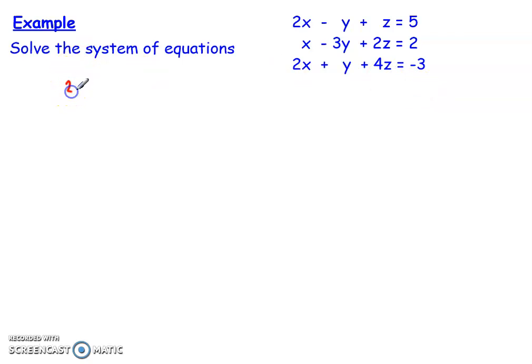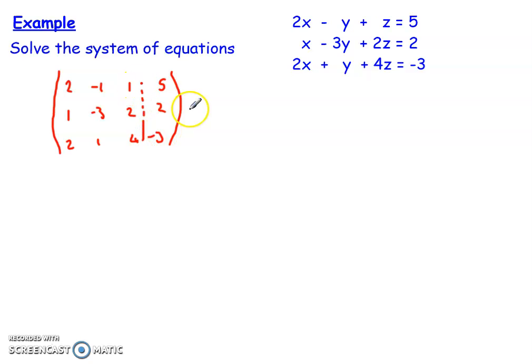So I could write it down and say my augmented matrix is 2, negative 1, 1, 5. I've then got 1, minus 3, 2, 2. And I've then got 2, 1, 4, negative 3. So there you go, there's my augmented matrix straight away. Now what I'm actually going to do to begin with is I'm going to do row 1 and swap it with row 2. And you'll see why in just a second.